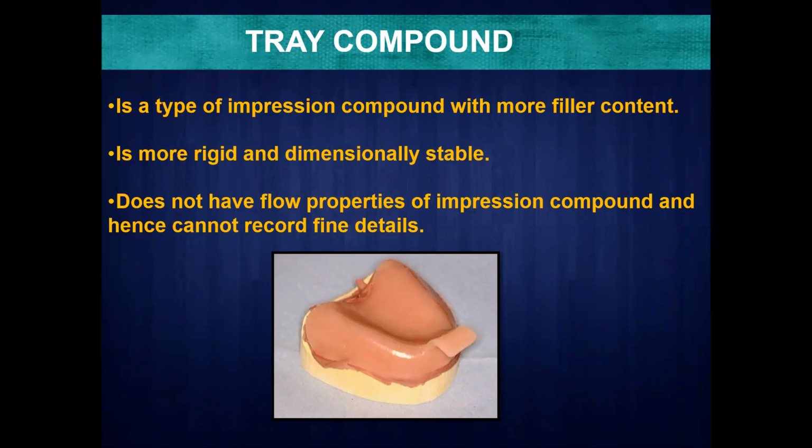Then the tray compound, it is a type of impression compound with more filler content that is more rigid and dimensionally stable, does not have flow properties of impression compound, and hence cannot record the fine details.